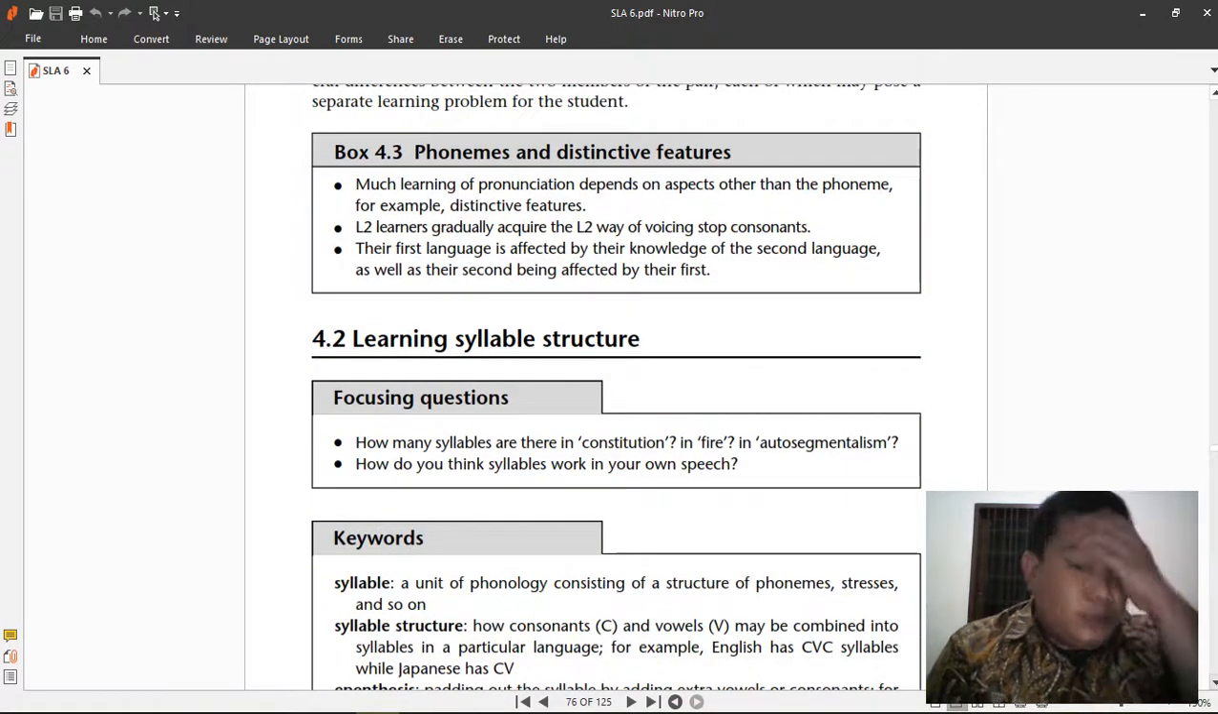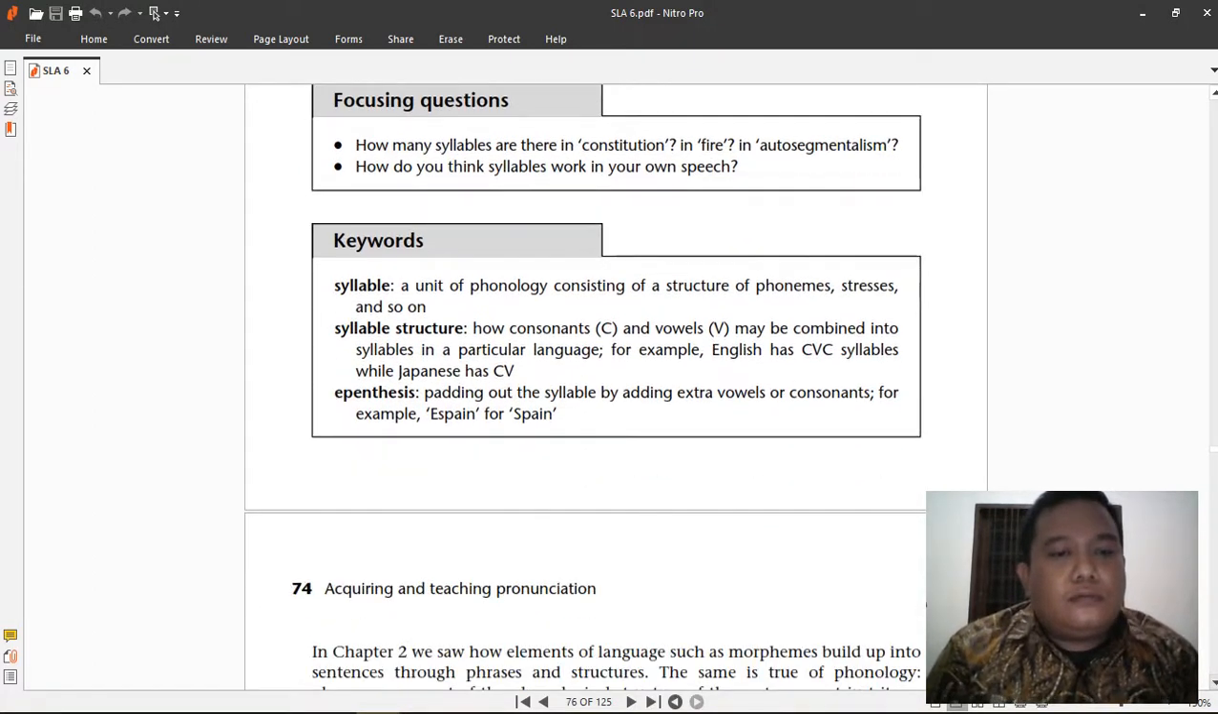learning syllable structure. This is also part of phonology, yeah? Syllable, a unit of phonology consisting of a structure of phonemes, stresses, and so on. So here you learn about how you stress a word, how the same word could have different meanings if you use different stress in the pronunciation. And then syllable structure, how consonants C and vowels V may be combined into syllables in a particular language.